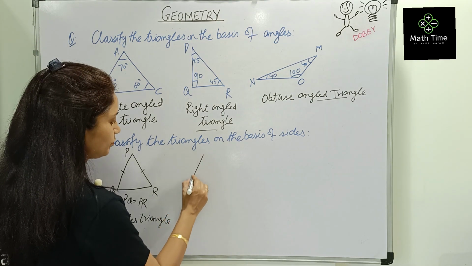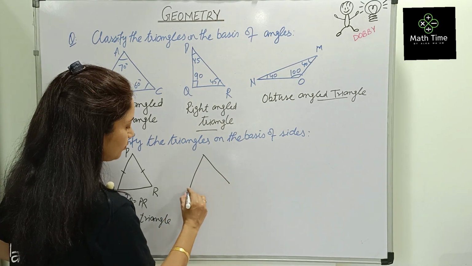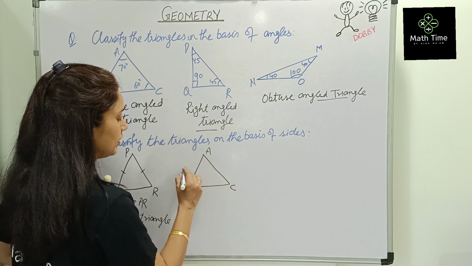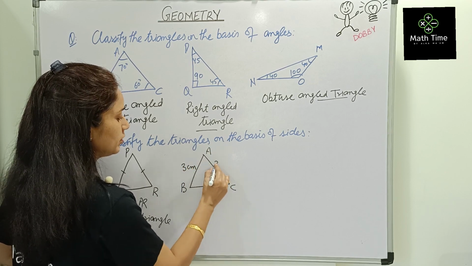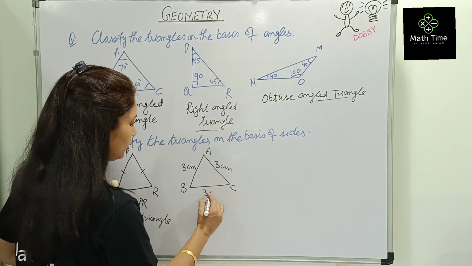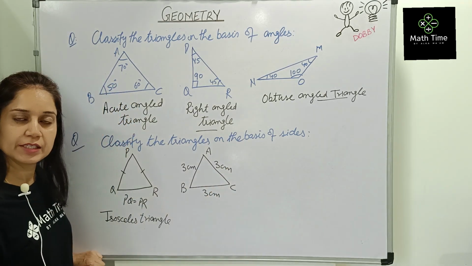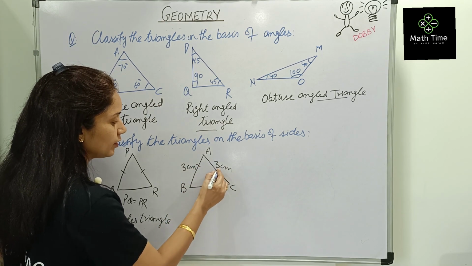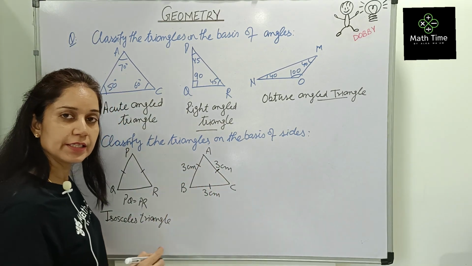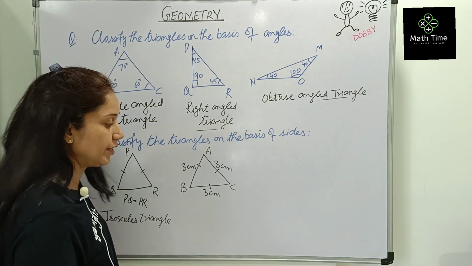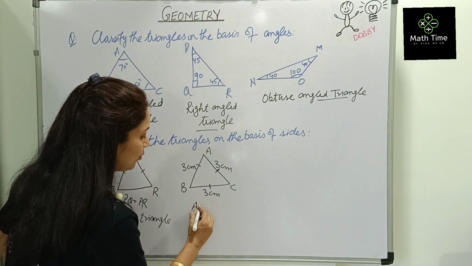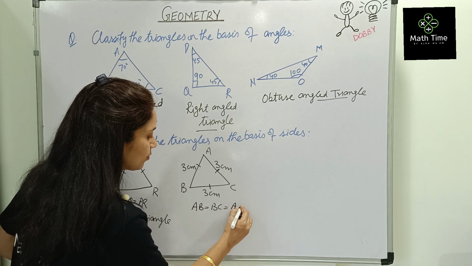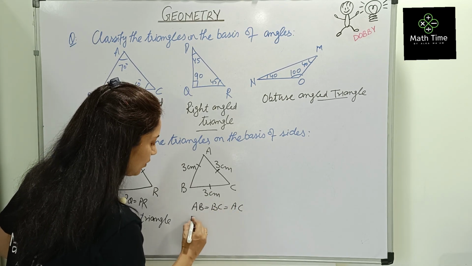Next triangle. Triangle ABC. This is 3 centimeter. This is also 3 centimeter. This is also 3 centimeter. Measurement is given, and if measurement is not given and you have these three equating symbols on all three sides, then also you can identify that yes, AB equals BC equals AC. It is an equilateral triangle.